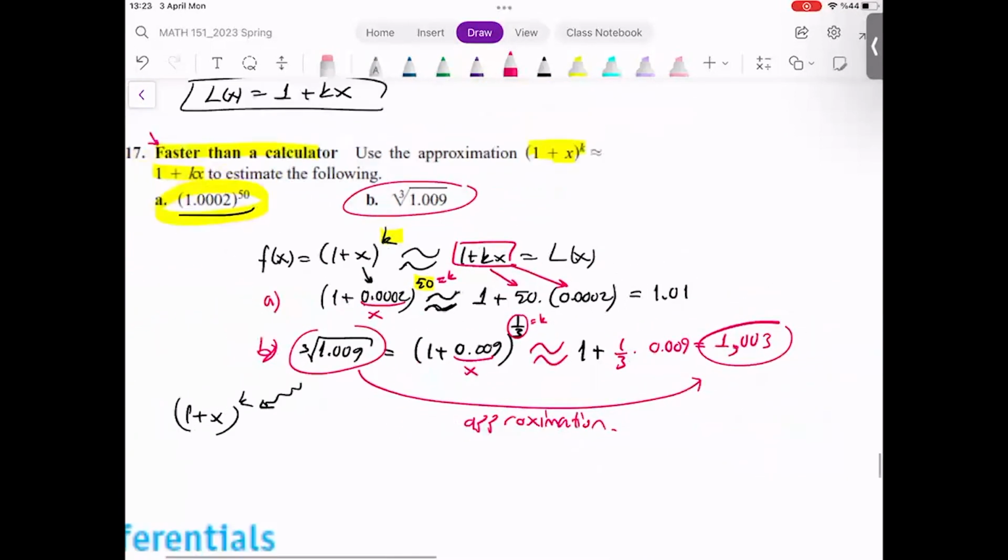Okay? So that's it. You use the linearization function like this to approximate values which are really difficult to compute by hand. And it is very useful and quick. Okay, any questions on that?